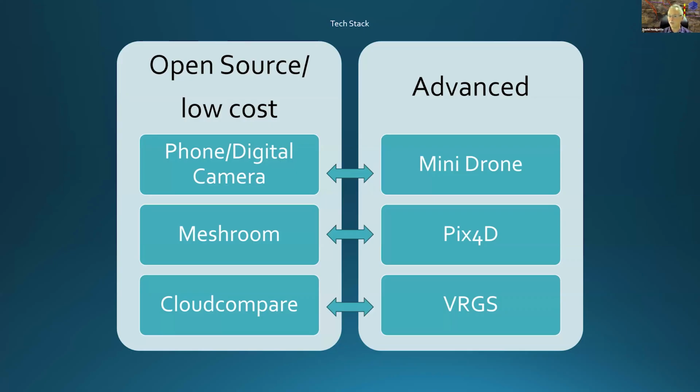If you want to go more advanced, you can use a mini drone like the Mini 4 Pro, or more complicated, more advanced drones. Do the processing in a commercial software like Pix4D, which gives very good results and is faster. And then you could do your interpretations in something like VRGS.